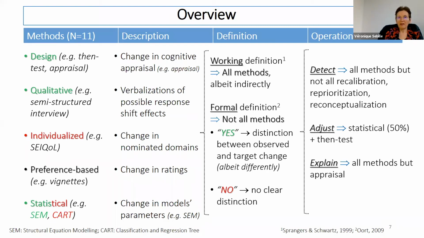We could also see, and this was of course not a surprise, that all methods can detect response shift, because they were in fact all aimed to do so, even though they cannot all detect all the different types of response shift. That is, some methods can detect all types, like recalibration, reprioritization, and reconceptualization, like SEM, for instance. But some other methods are only able to detect one or two types of response shift. We could also see that about half of the statistical methods and the Venn test can adjust for the detected response shift, while other methods cannot do so.